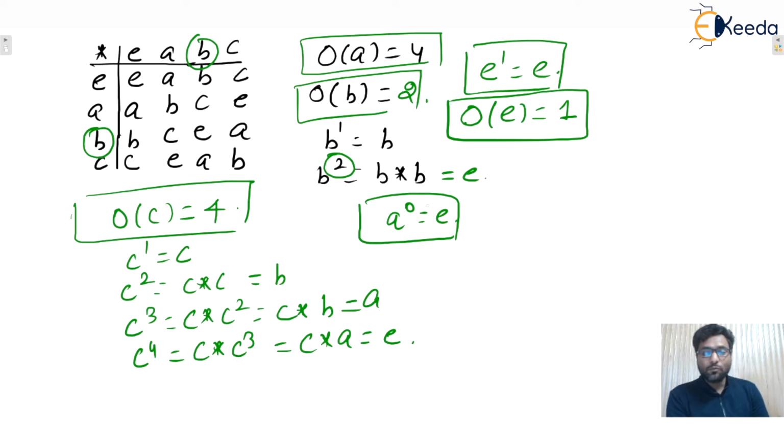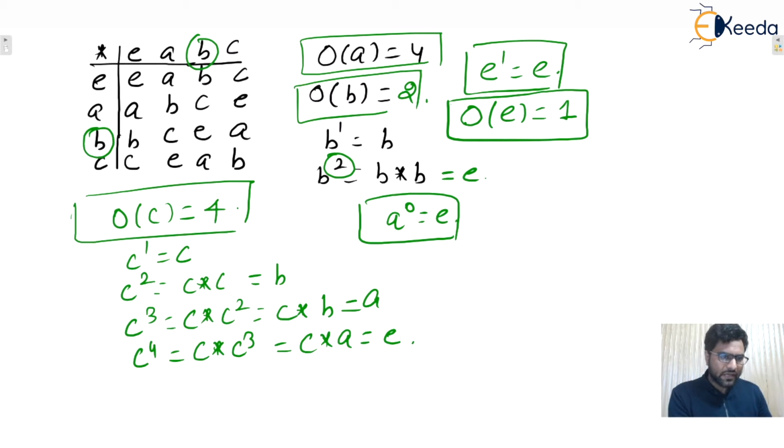So from here, some observations are there. We already found the order of each and every element. The order of the identity element is always 1. And in this example, the order of A is 4. The order of B is 2. The order of C equals 4. Isn't it? Now we'll see some properties based on the order of an element of a group.